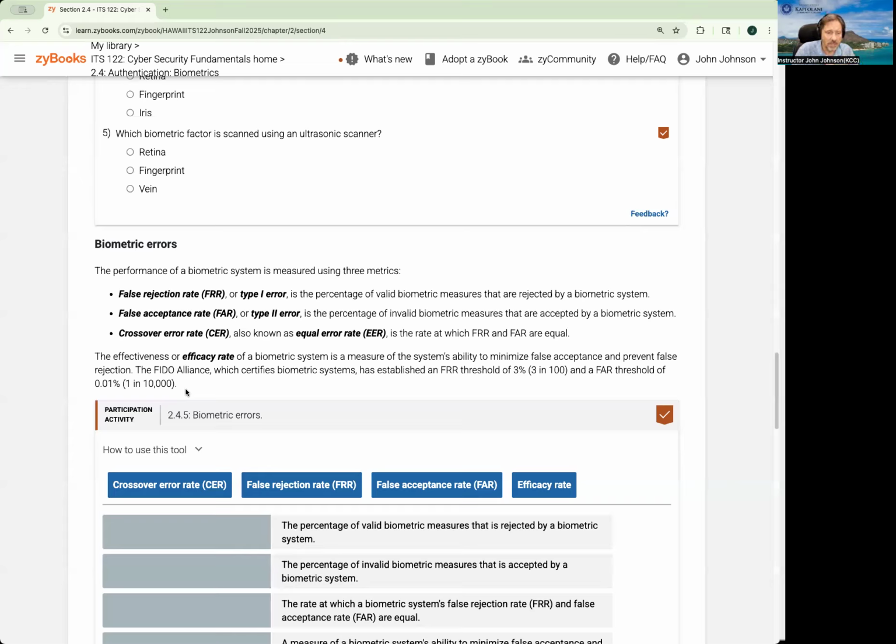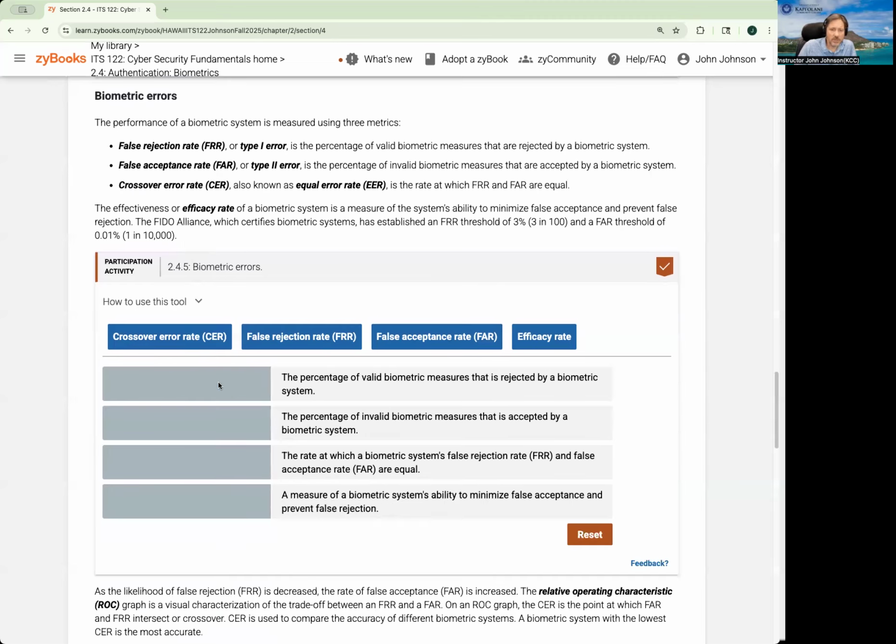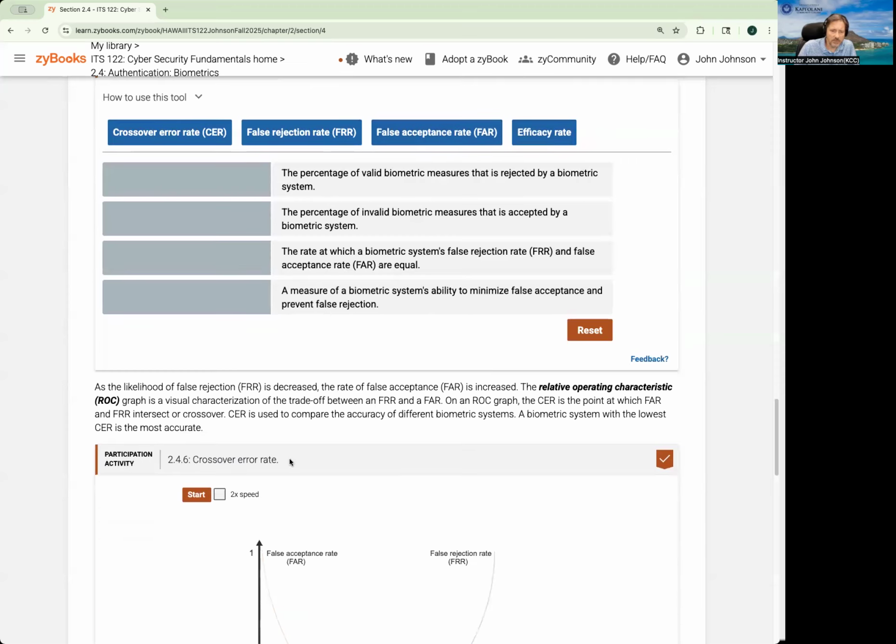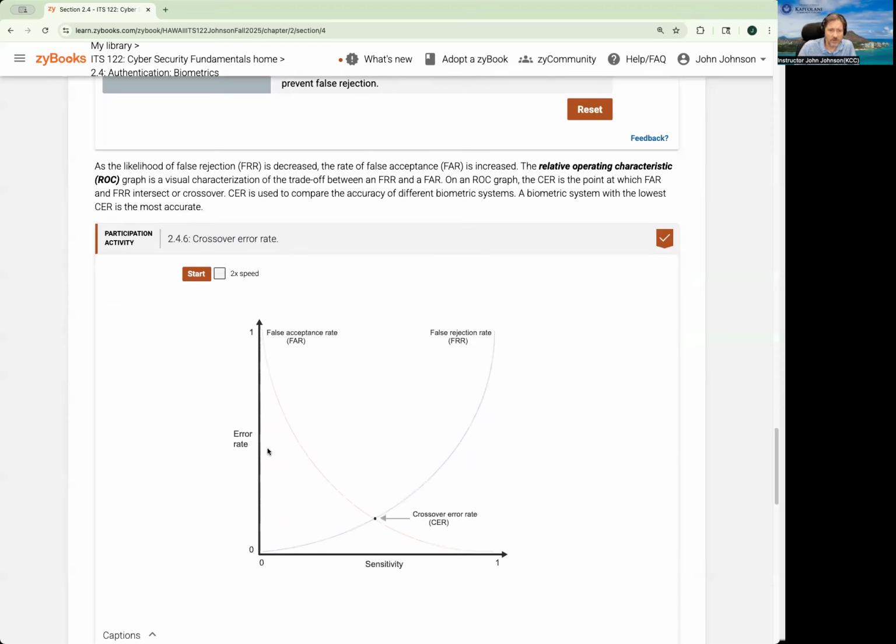If you look at that, that's still a large number when you think about it, but it's considered the acceptable error rate. So then you get into matching up your terms here, and we get down into a nice graph that shows us the relationship between false acceptance rate, false rejection rate, and the crossover error rate.